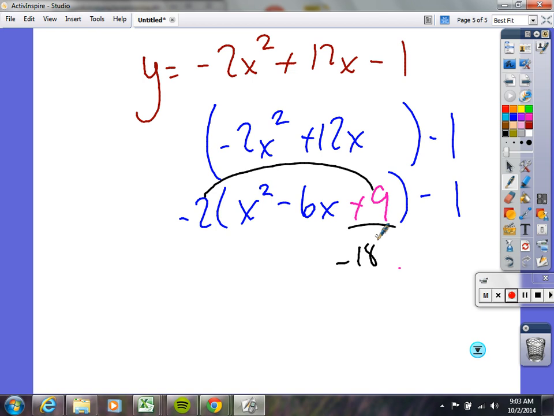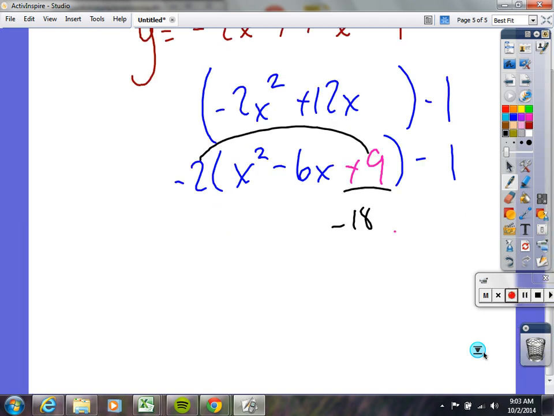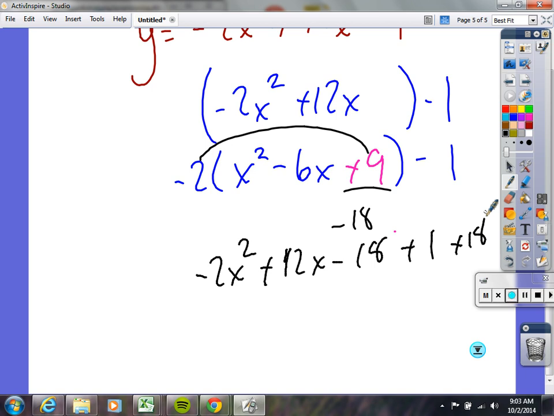True? If I distributed this back, watch what I do here. If I distribute this back, I get -2x squared plus 12x minus 18 plus 1. From my original equation, what did I add? Because I did a minus 18, what would I do? Yes, I would add the 18. Okay, so what's the difference?